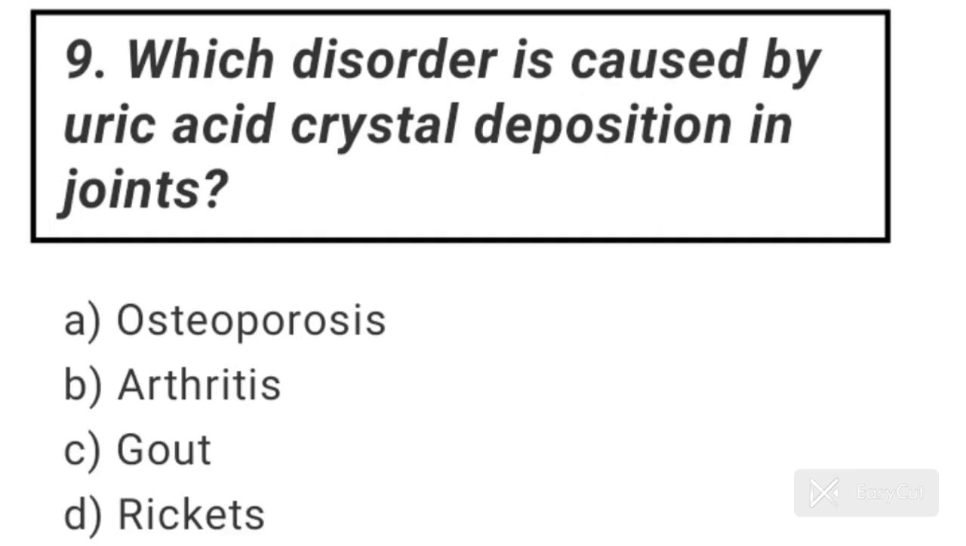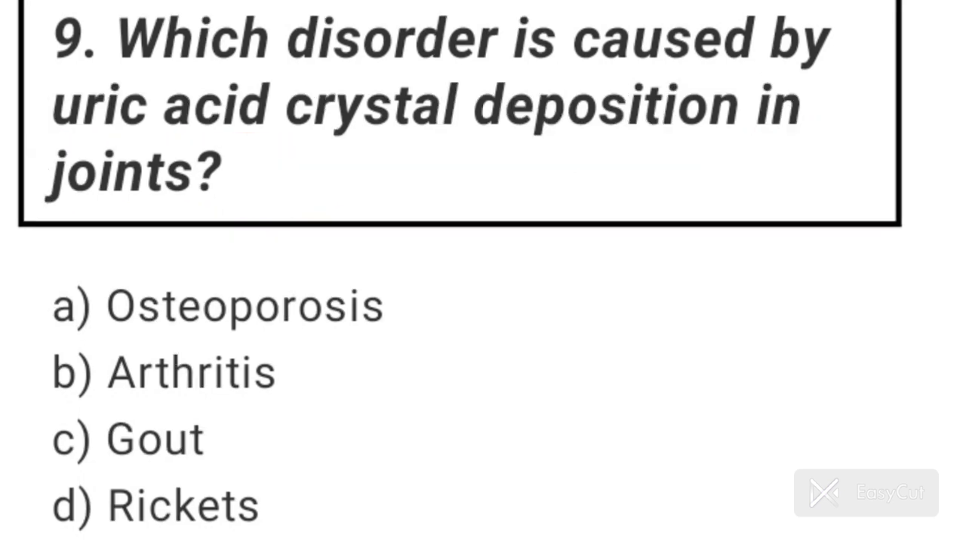Question number 9. Which disorder is caused by uric acid crystal deposition in joints? So option C, gout is the correct option for question number 9, because gout is inflammation of joints due to accumulation of uric acid crystals.